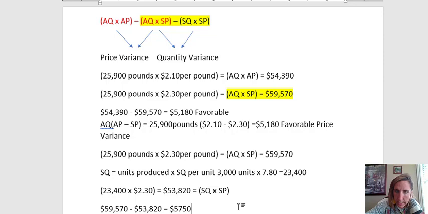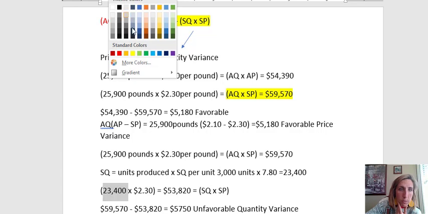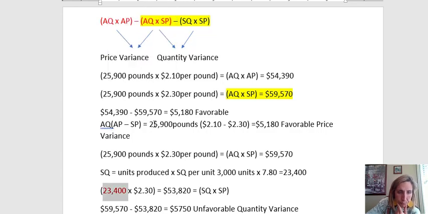If you heard me earlier, I said if you keep it in this format, the negative numbers are favorable, the positive numbers are unfavorable on this quantity variance. And the reason is I could have or should have used only 23,000. This was the standard quantity, right? Pounds. Highlight that in red. I actually used 25,900 pounds. So I was not favorable with my product.